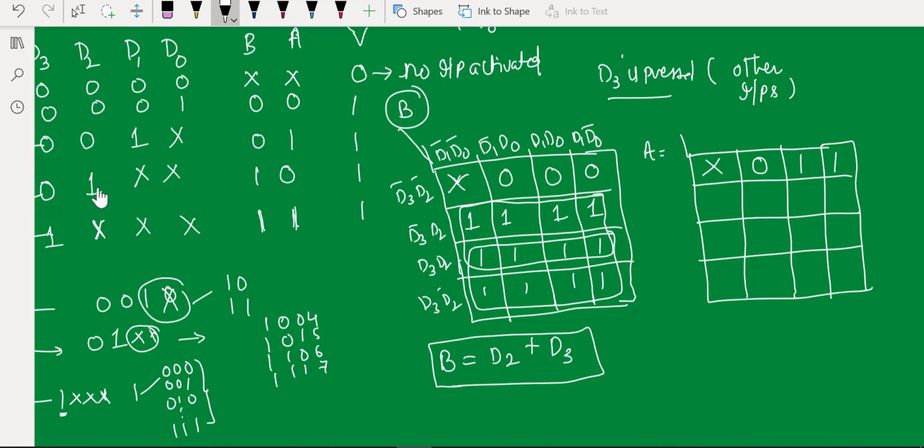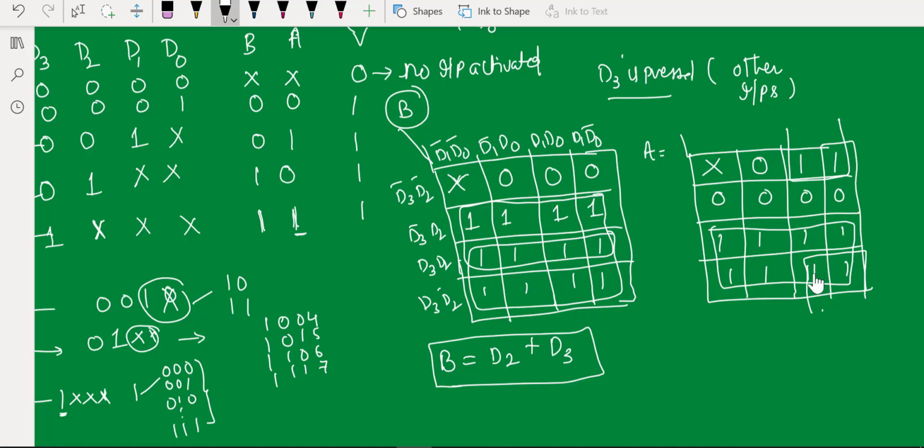Next, 0 1 XX means you can have 0 1 0 0, 0 1 0 1, 0 1 1 0, 0 1 1 1. For all those combinations you are going to have output 0. That means you are going to have output 0 0 0 0. And if you look at the rest, all are 1s. For all other combinations of 1 followed by this one, you are going to have 1 output. That means you are going to have 1 1 1 1 1 1 1 1. So you can form 1 octet and 1 quad.